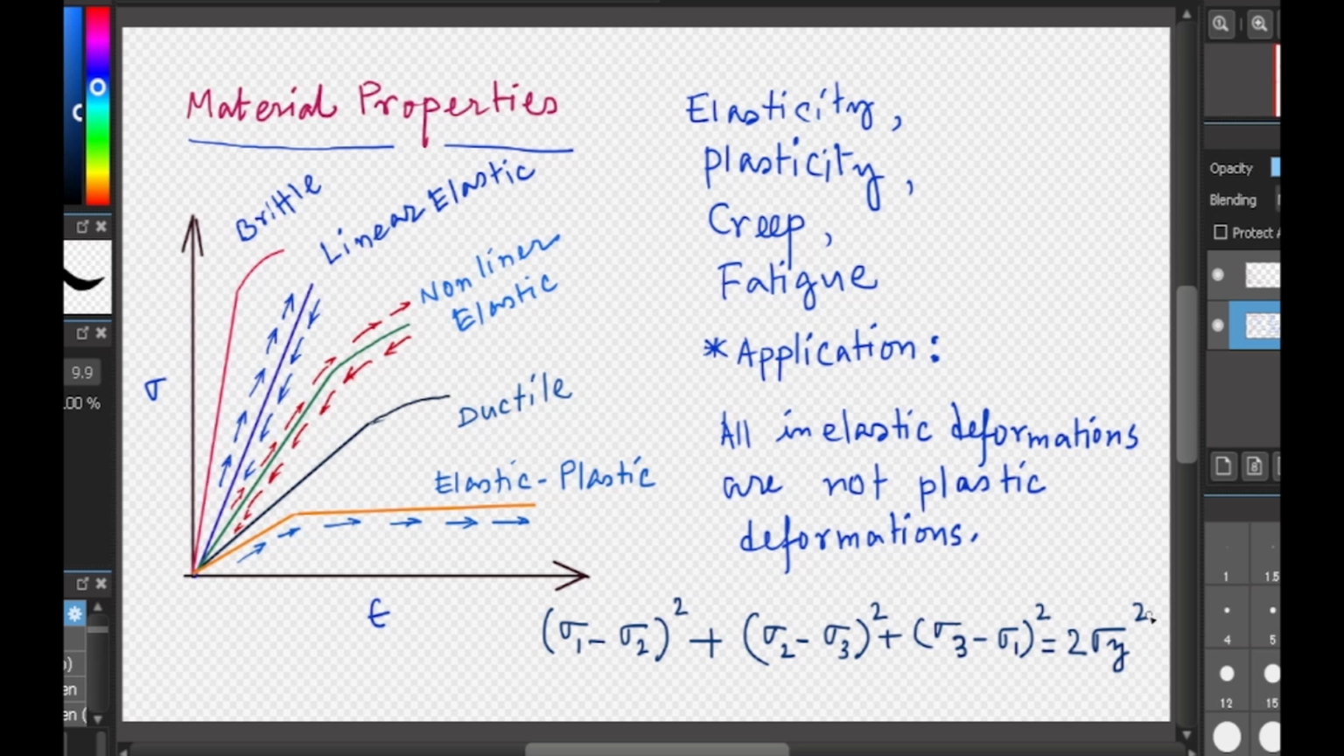So this sigma 1, sigma 2 and sigma 3, they are all principal stresses. Please remember, I repeat once again, that this sigma 1, sigma 2, sigma 3, they are all principal stresses. And what about sigma y? Sigma y is nothing but yield stress.